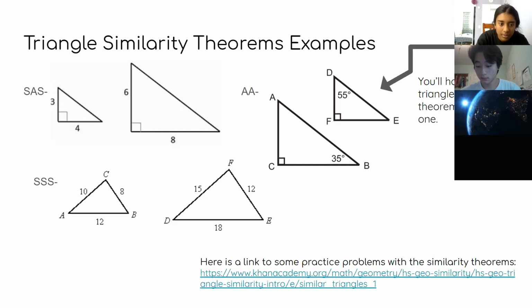So can anyone tell me the scale factor of the first two triangles, the SAS? What are the side lengths of the smaller triangle multiplied by in order to get the other triangle? You can just put it in the chat or say it out loud. Okay, yeah, correct. It's 2. So the sides are multiplied by 2 in order to get the new triangle.